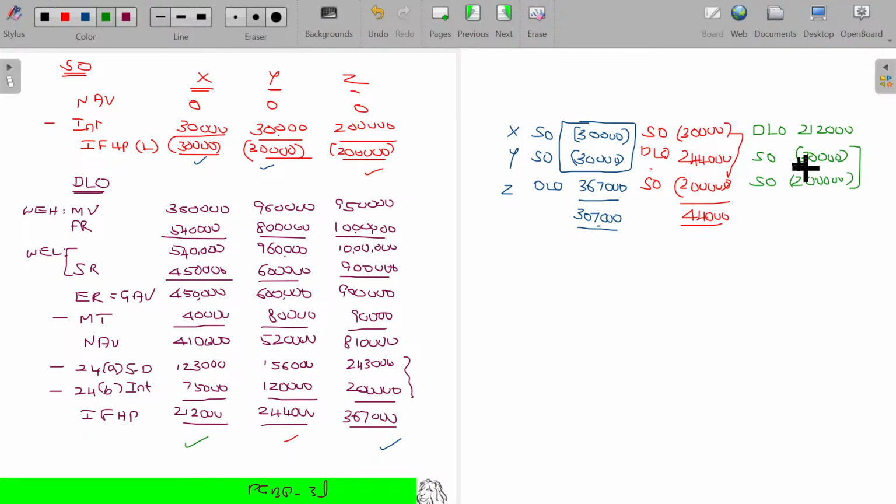Any of these two put together restricted to how much? Only 2 lakhs. From 212, if I subtract 2 lakhs, 12,000 will be the gain here. The most favorable situation being this one. Lower taxable income will be most favorable for the assessee. So you have to choose this option.